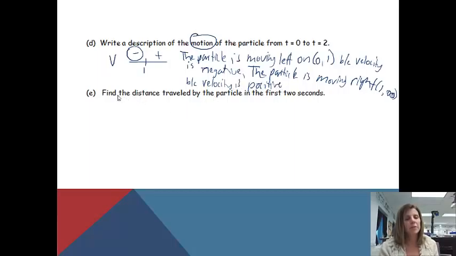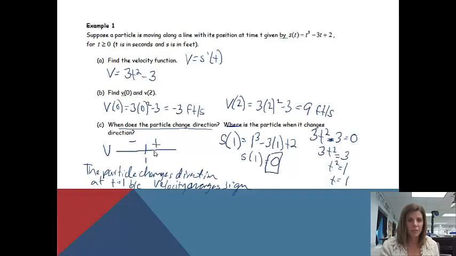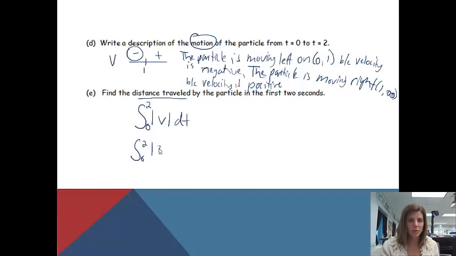Okay, this last part says to find the distance traveled by the particle in the first 2 seconds. So I would like to find the distance traveled. We learned in just a couple slides ago that is equal to the integral of the absolute value of velocity. It was the first 2 seconds, so it will go from 0 to 2. My velocity formula was 3t squared minus 3. Since this is a calculator section, we could go ahead and use the features of our calculator to get this answer. We should end up getting an answer of 6.